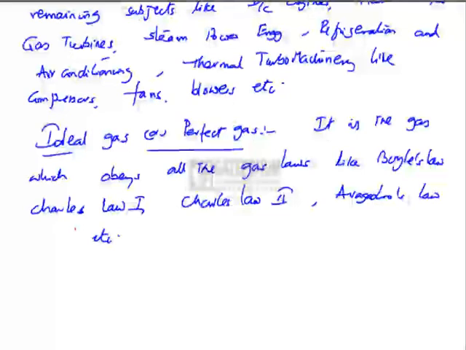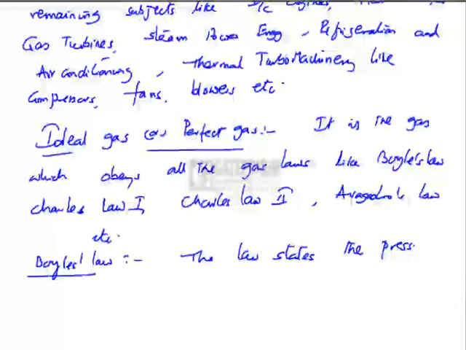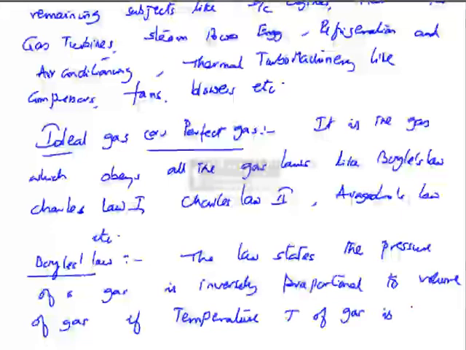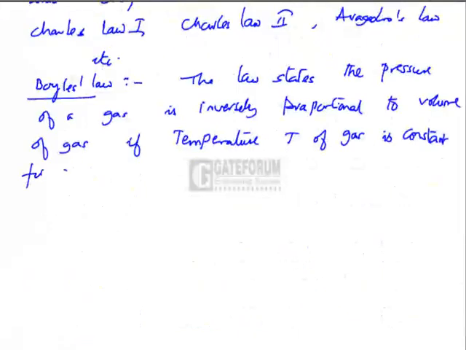Let us define Boyle's law. The law states the pressure of a gas is inversely proportional to volume of the gas if temperature T of gas is constant for a fixed mass of gas. P is inversely proportional to volume if T is constant.